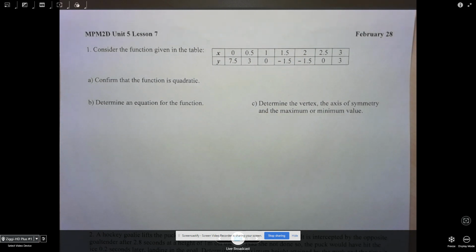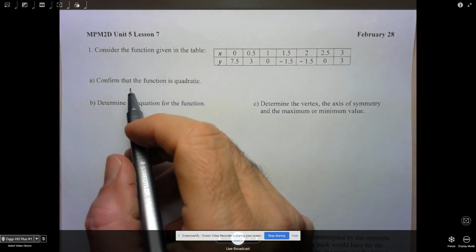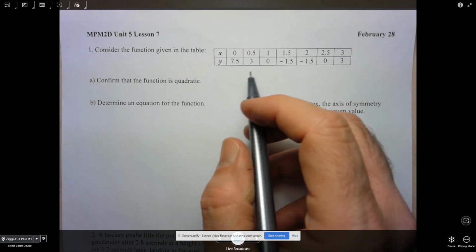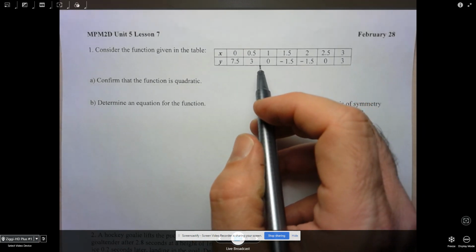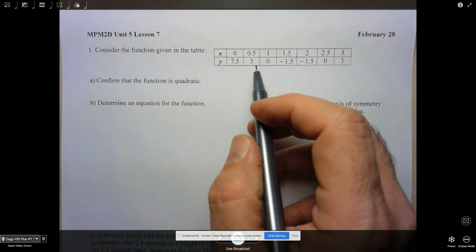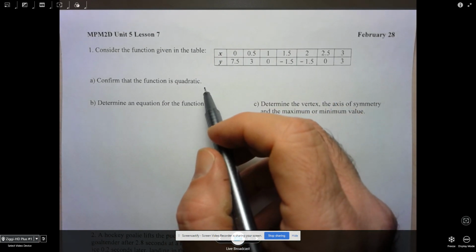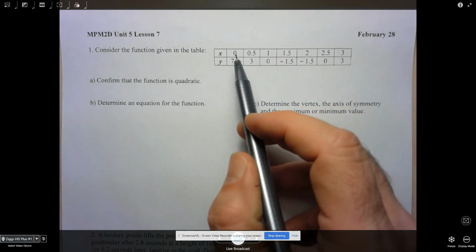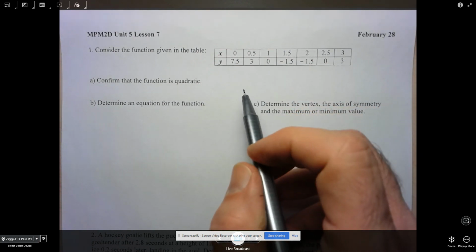Okay, we're back. So let's take a look here. The first question says, confirm that the function is quadratic. The way to do that when the function is given as a table of values is to see whether the second differences are constant. Of course, in order for that to work, we need the x values to be going up by the same amounts, and we see that they are. They're always going up by 0.5.